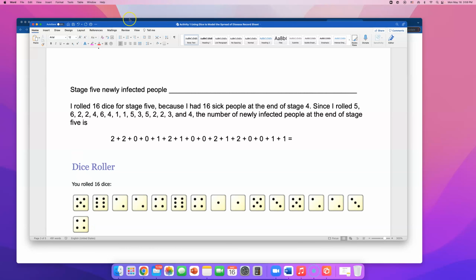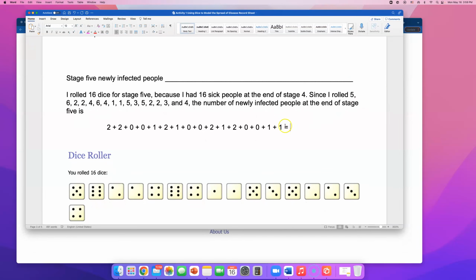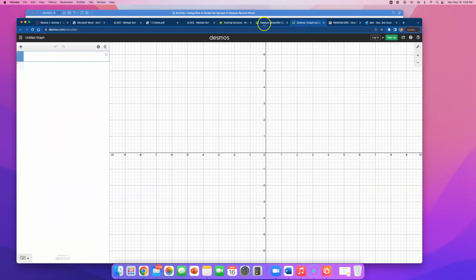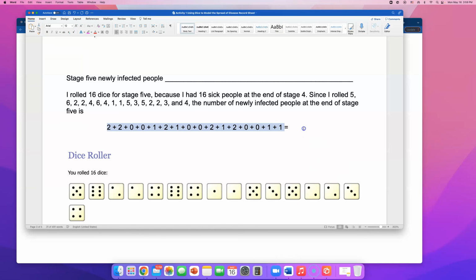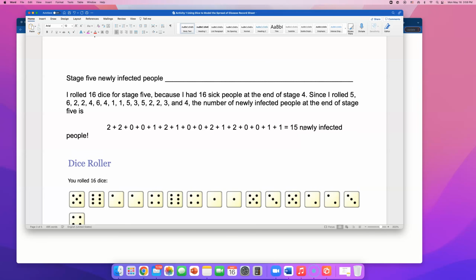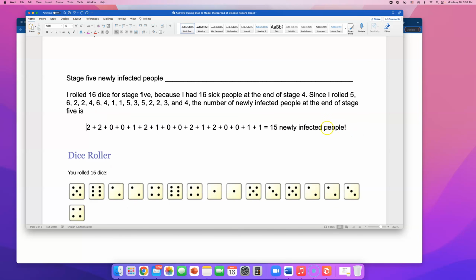Now I'm going to open up a calculator because I will add up these numbers now, okay? Maybe I can copy this and add it on the Desmos Scientific Calculator. When I add them up, look at that. They add up to 15. Oh goodness, what does that mean? We now have 15 newly infected people at the end of stage 5. Okay, 15 newly infected people.